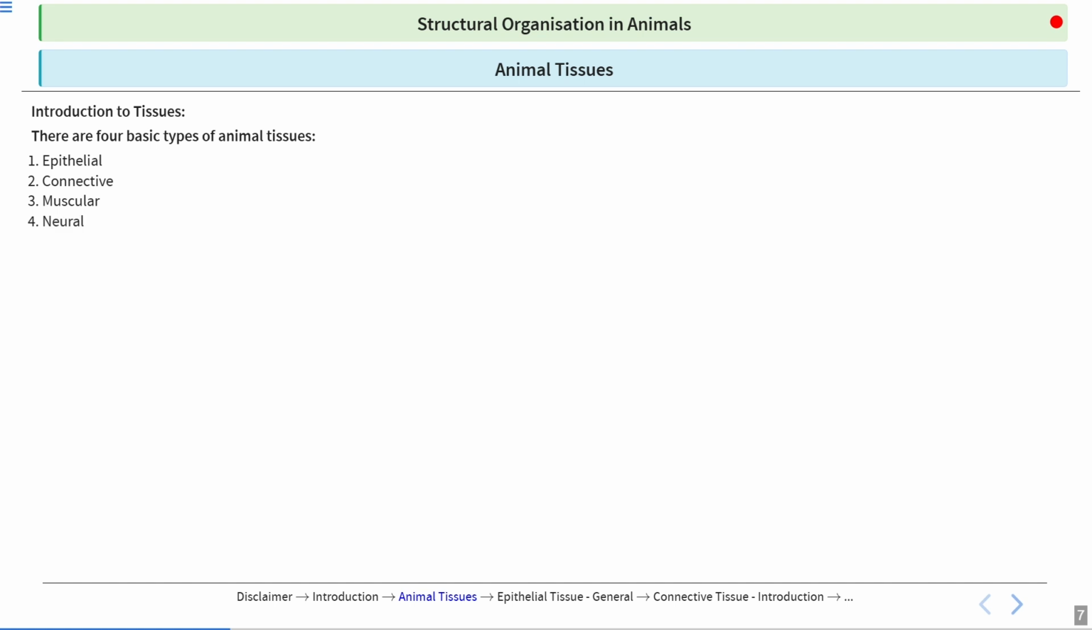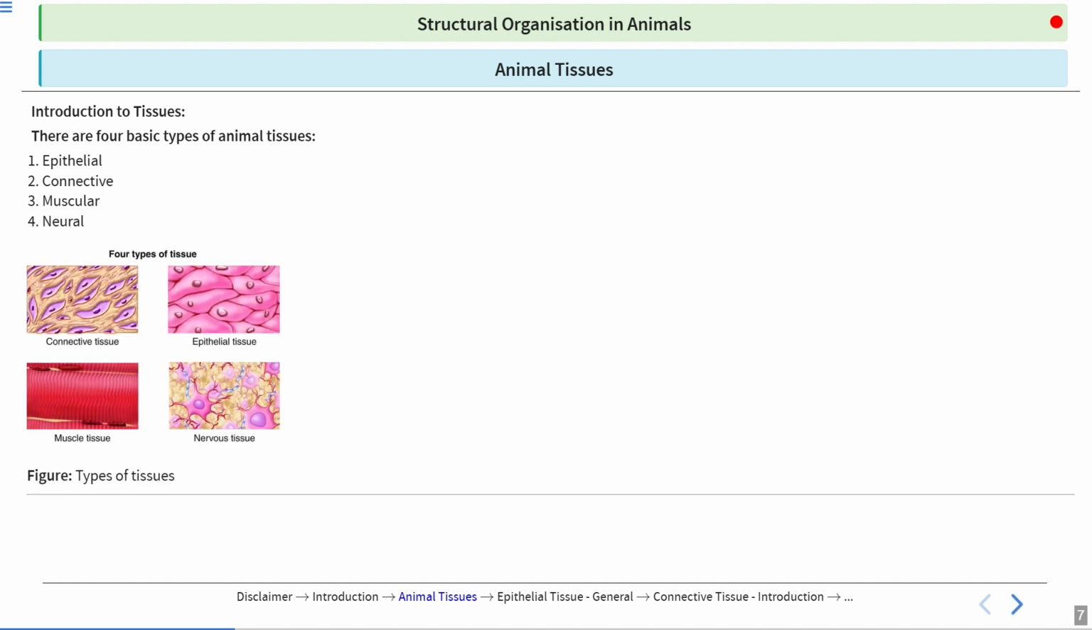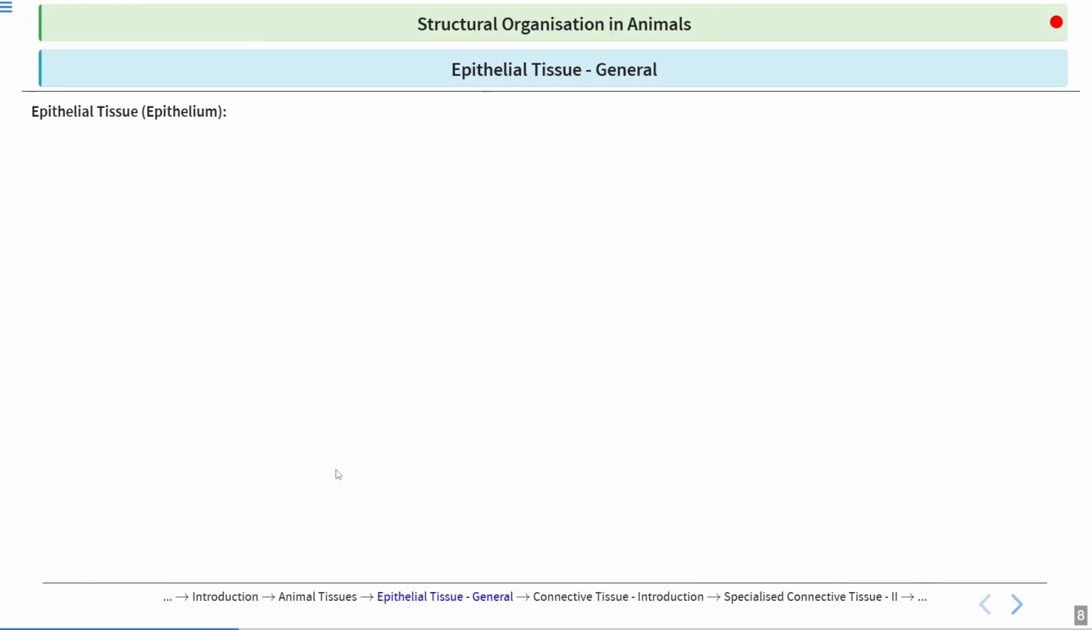Then at the end, there is a neural tissue that makes your nervous system. So we can see the four different types of tissue here: connective tissue, you can see the structure, epithelial tissue, muscle tissue, and we have the nervous tissue, right? So first, we will talk about the epithelial tissue. It is also called epithelium.